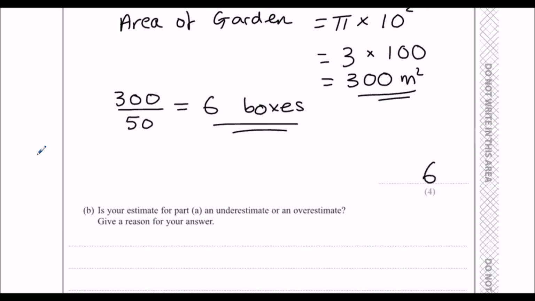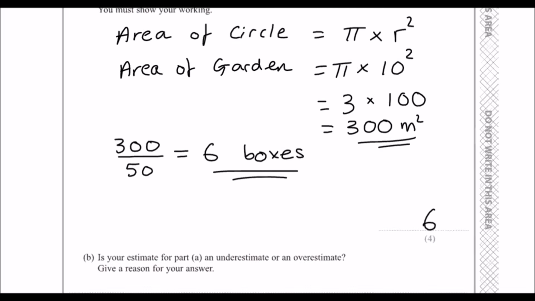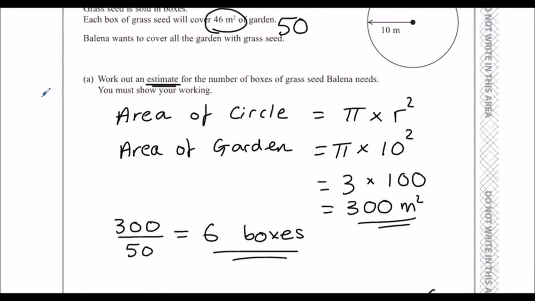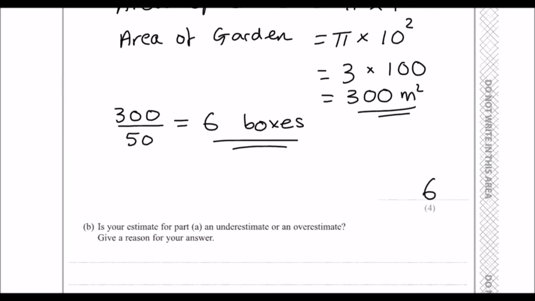Is our answer an underestimate or an overestimate? So will 6 boxes actually be enough? Might we need more or less? So what have we done here? We've rounded pi down. So the actual area of the garden is going to be bigger than 300. And we've rounded each of these up. So if we've rounded 46 up to 50, we're actually going to need more boxes. So we have underestimated.